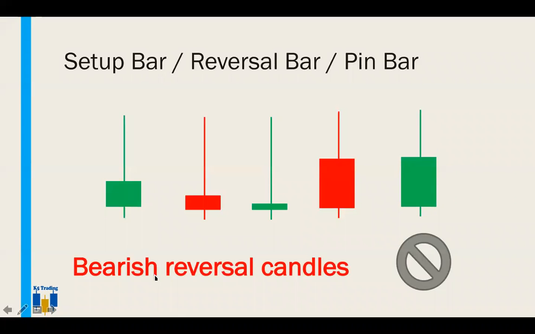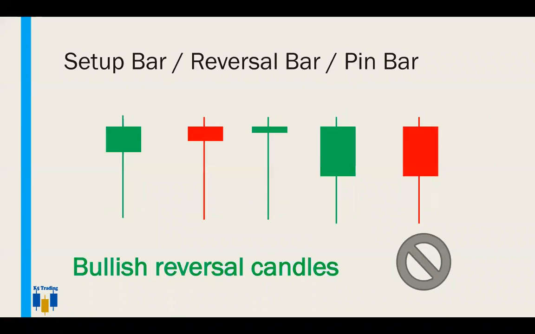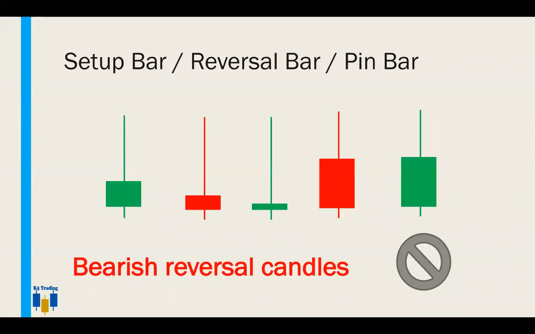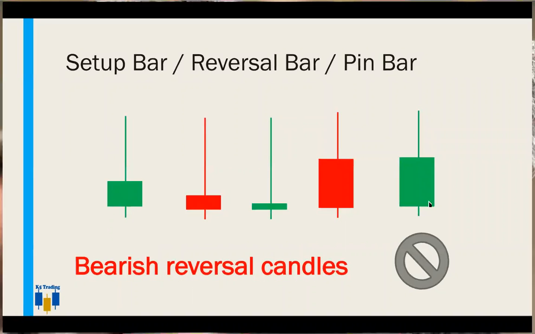And again, the same thing at the top, at the resistance level. You see those kinds of candles with the green body, where the wick is only half of the body size. Then just don't take it as a reversal candle, because it's not a reversal candle. These four are bullish, and these four are the bearish.